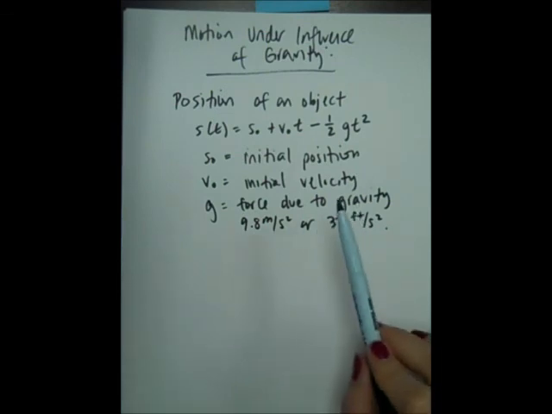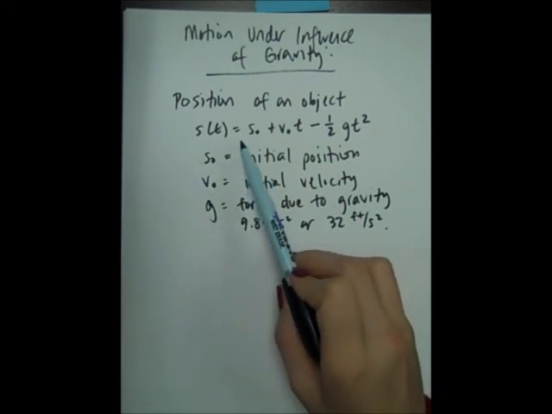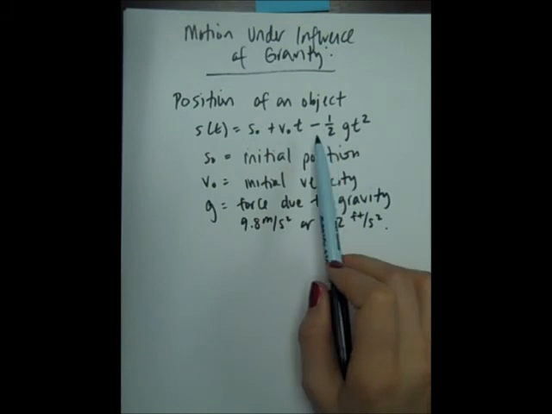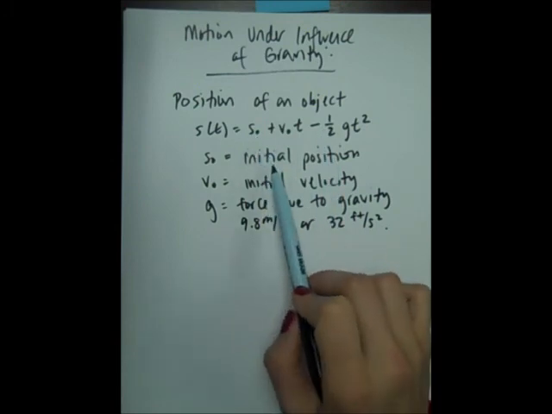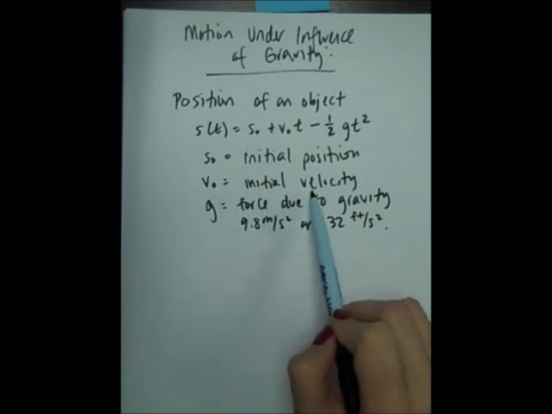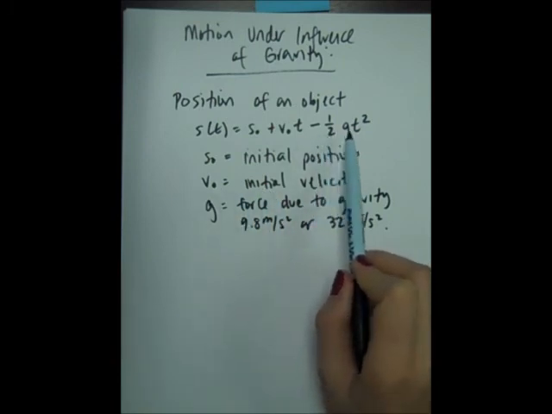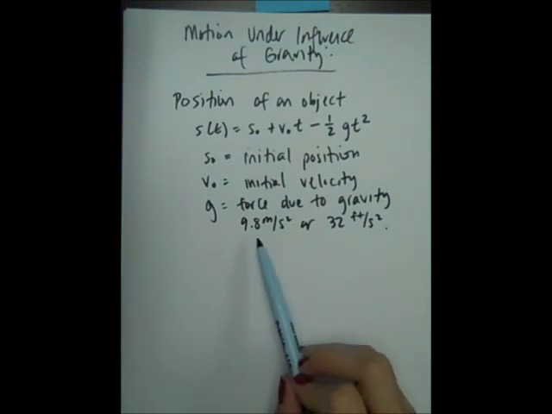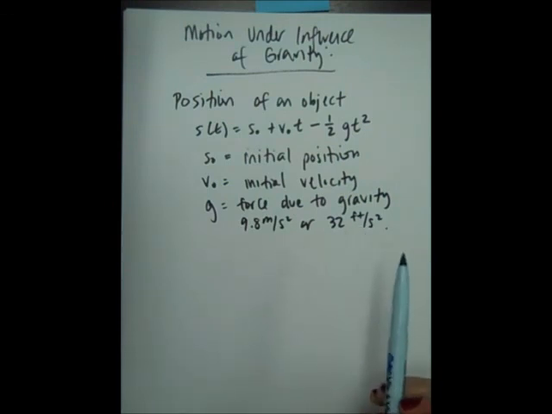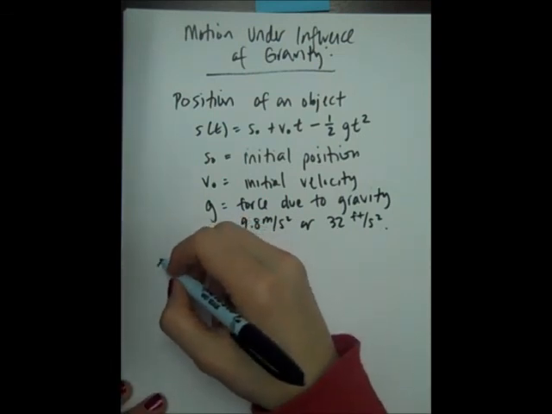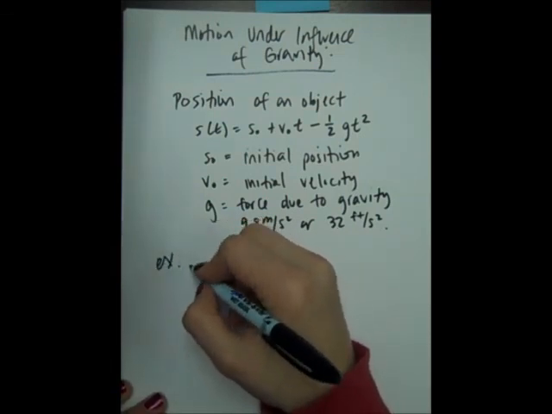So what Galileo found is that the position of an object relative to the Earth, where it's either thrown or dropped, is S naught, the initial position, plus V naught t, where V naught is the initial velocity, minus 1/2 gt squared. G here is the force due to gravity. It's either going to be 9.8 meters per second squared or 32 feet per second squared, depending on what the units are in the problem. So let's do an example of how we're going to use this.